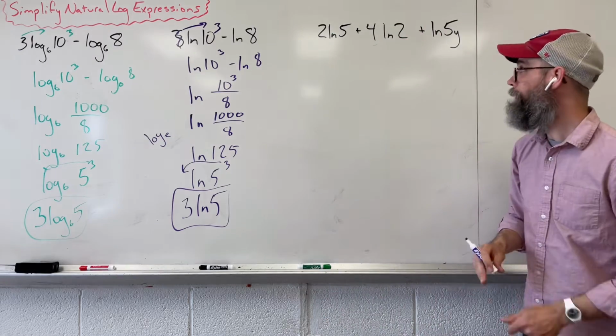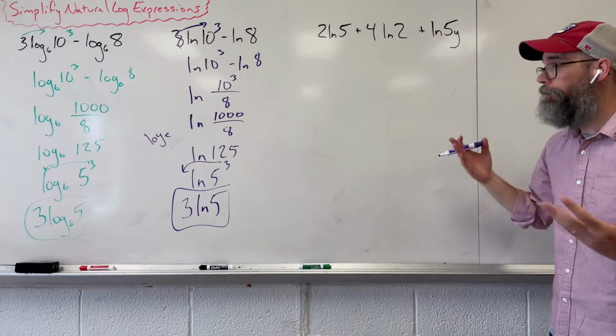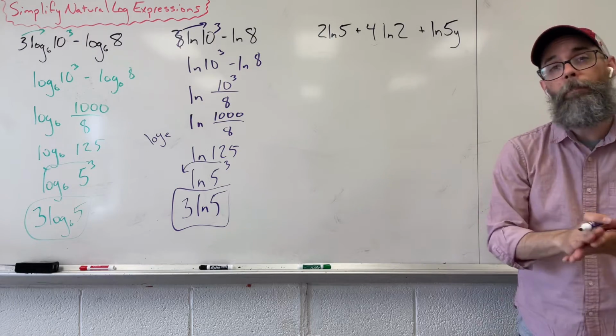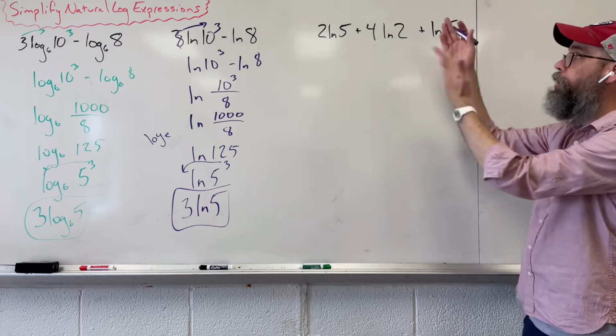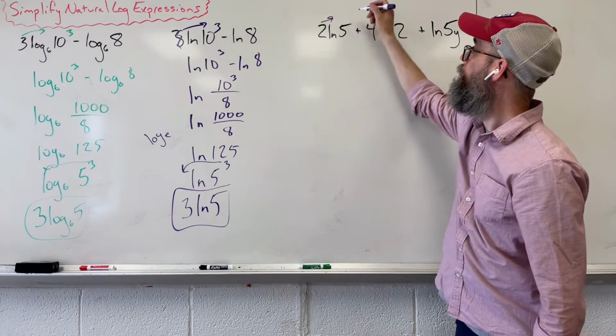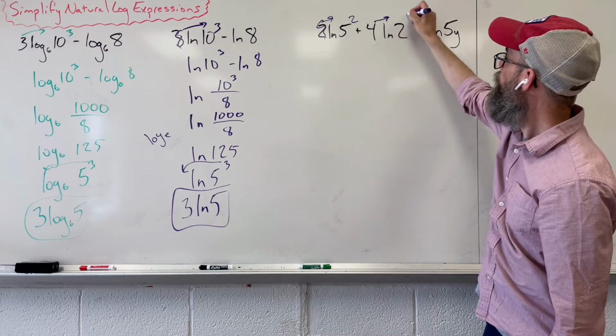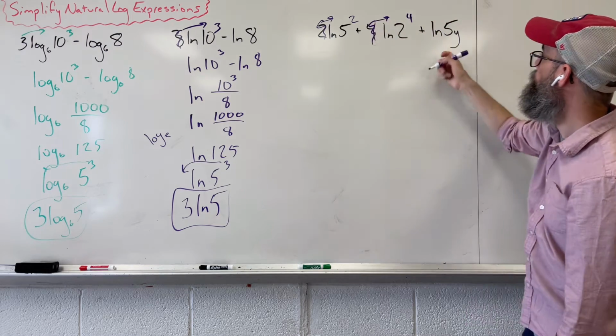Now, what happens if we've got 3 logs here? Can we do it all? Can we put them together? Well, absolutely. It's all the same stuff. Let's start by taking our number out in front, moving it up top. Exponent of 2, that disappears. Exponent of 4, that disappears, and we're good.